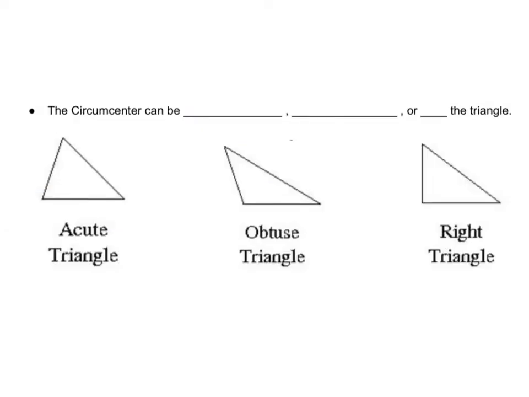All right, now we're going to focus on the three types of triangles, acute triangles, obtuse, and right triangles, and we're going to look at where the circumcenter lies for these triangles. So the circumcenter can be on the inside. It can also be on the outside, or it can be on the triangle. Okay, so it could be lying on one of the lines. It could be some point outside the triangle or some point inside the triangle.